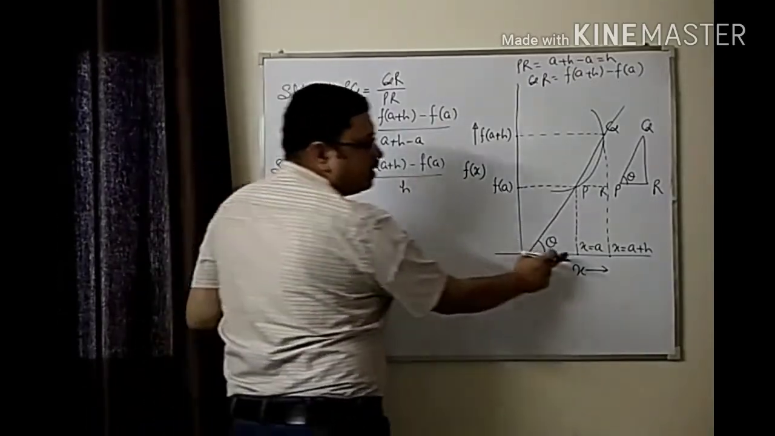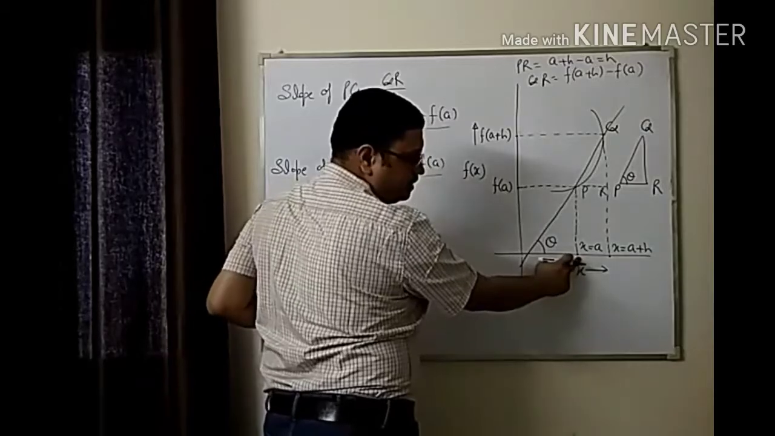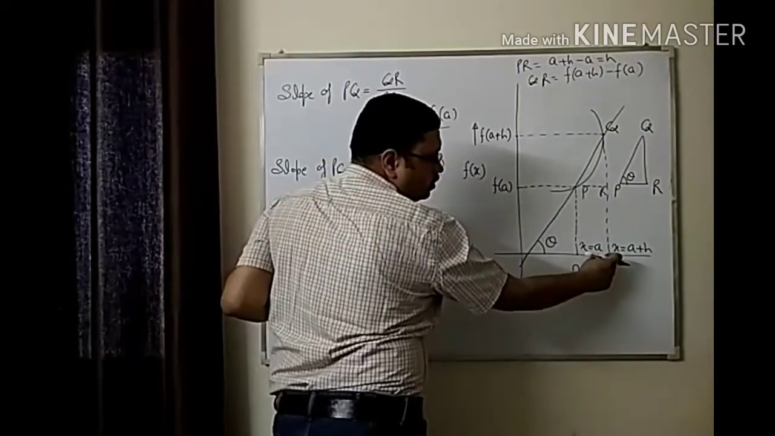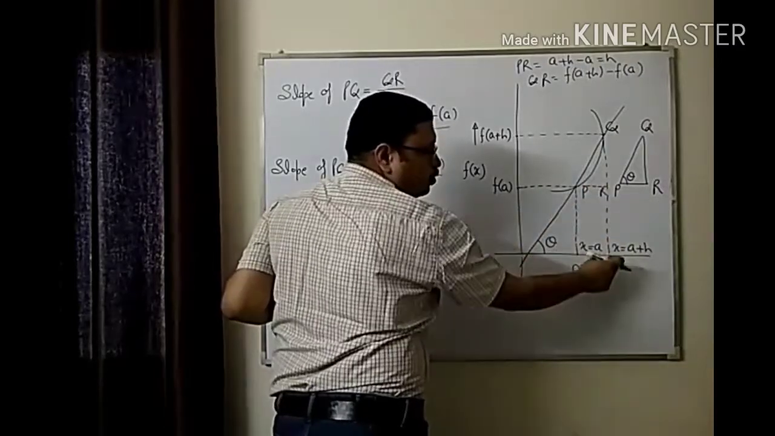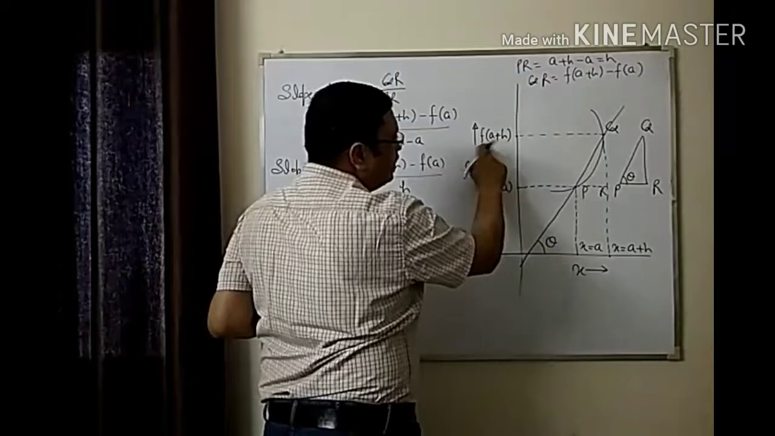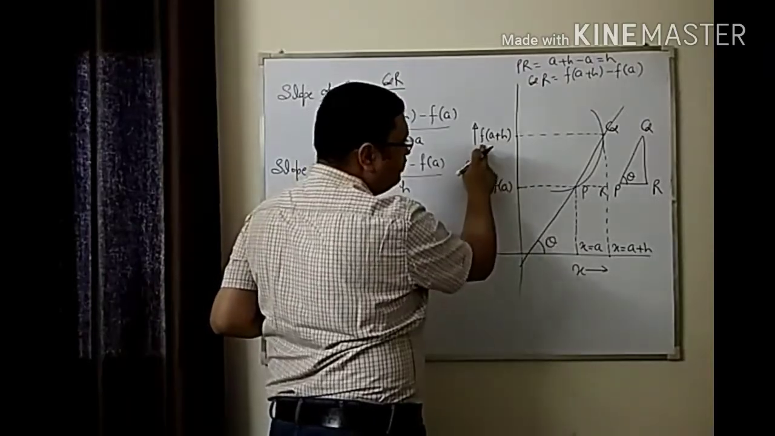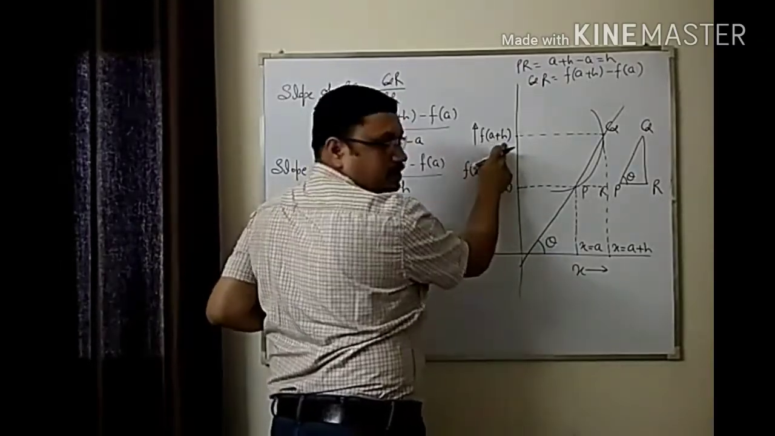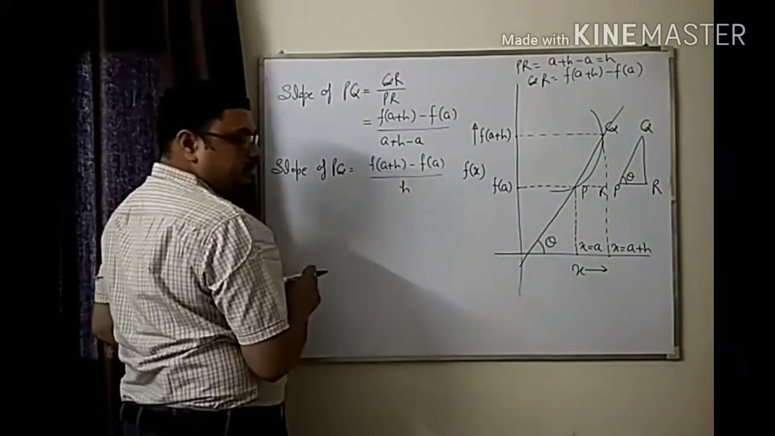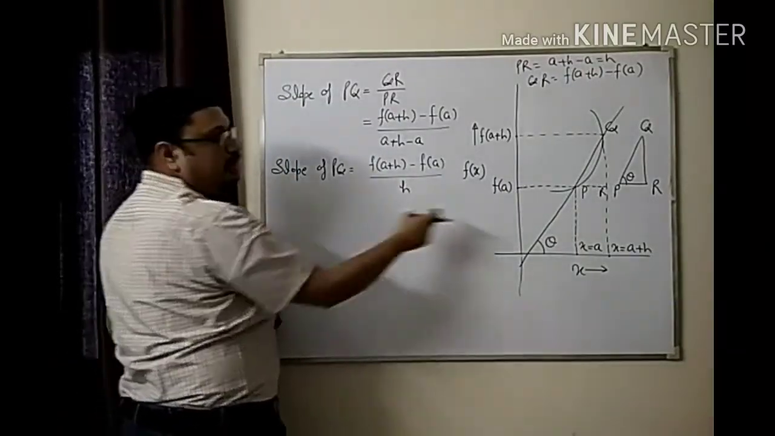h is the increment in the value of x. x was a here and h is the increment in the value of x, so we reach point Q. And f(a+h) is the value of f at a+h. So this value is f(a+h) minus f(a) upon h. So this is actually the slope of line PQ.